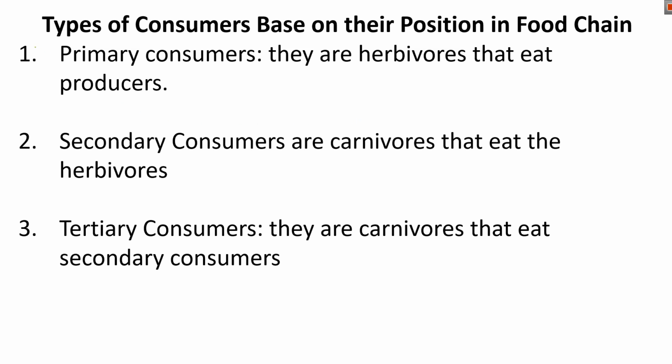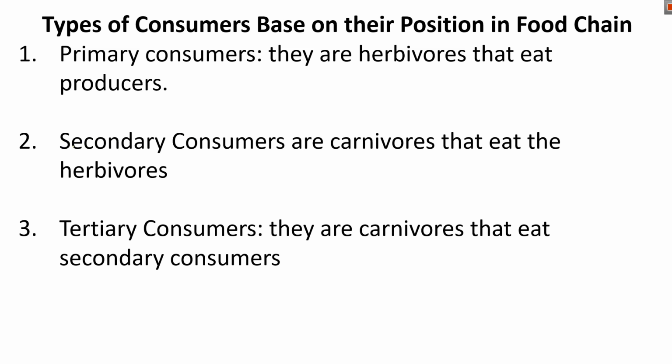The first one is the primary consumer. Primary consumers are herbivores. They eat the producers. That means that they eat plants. I said that plants are the producers. They are herbivores and they eat the producers. Then next we have the second.